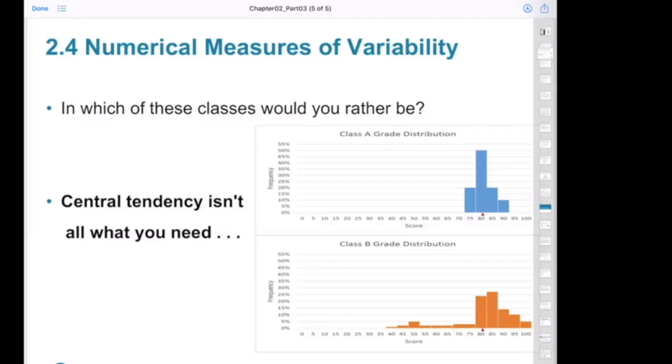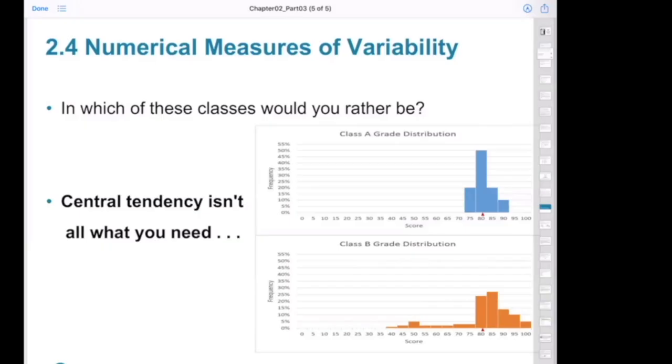Oh, we have here a lot of variation, right? So if I did badly in this class, my grade would be in the 40s or 50s, right? So you wouldn't like to be in this class. Of course, if you did well, you can get 100, but it's not as good overall in the class.